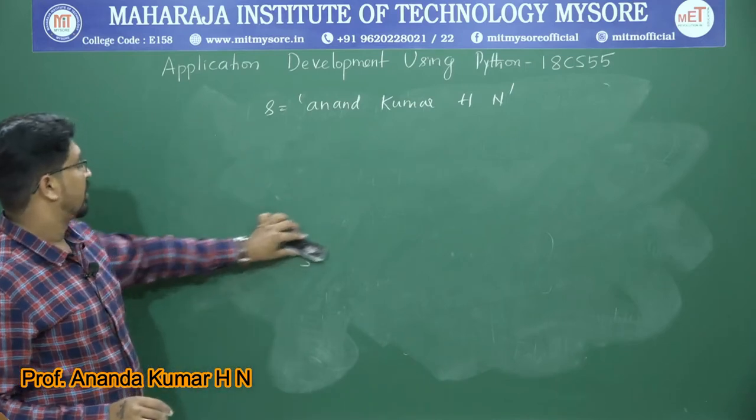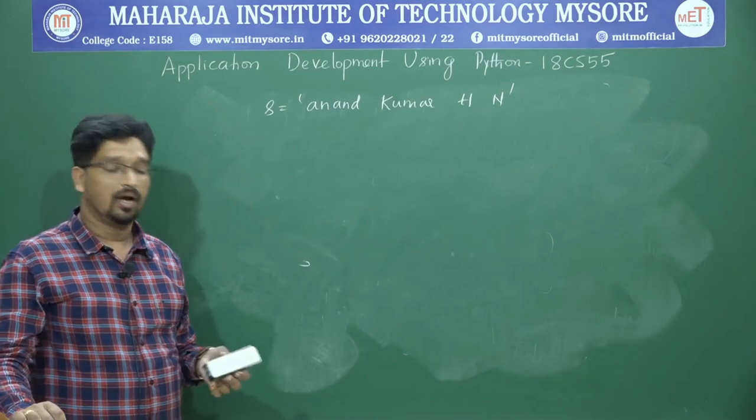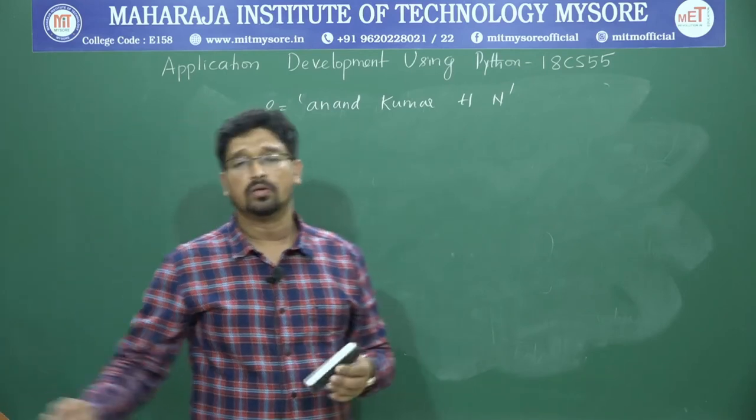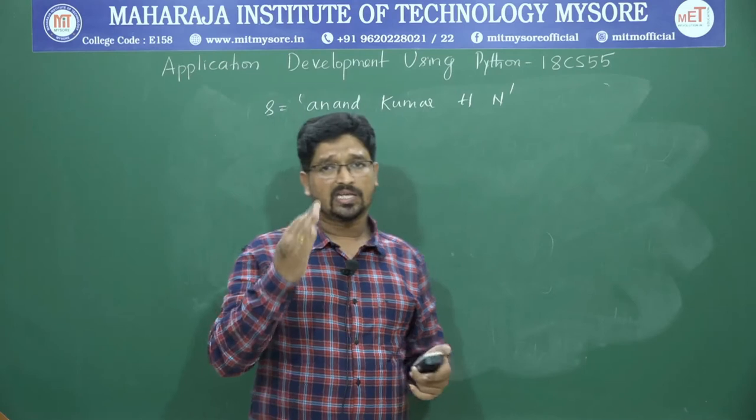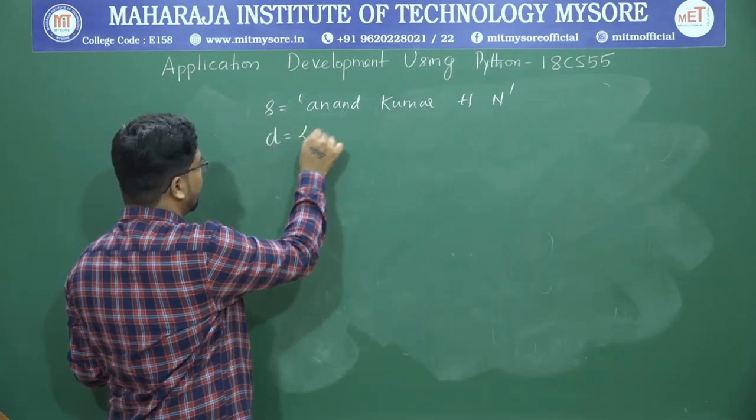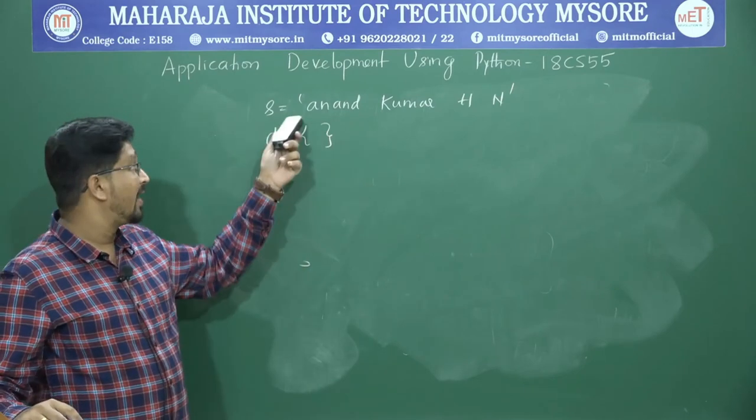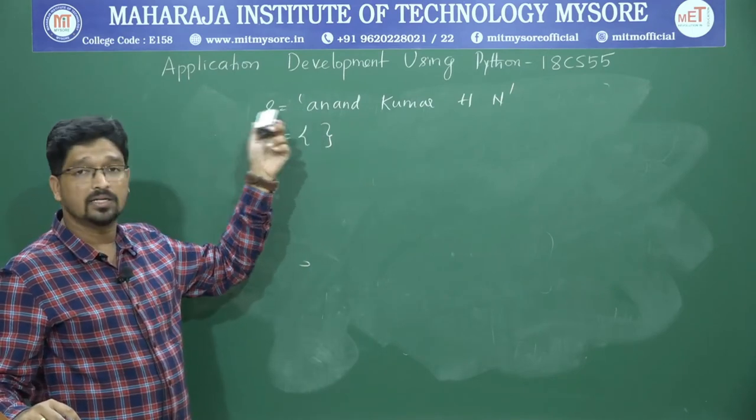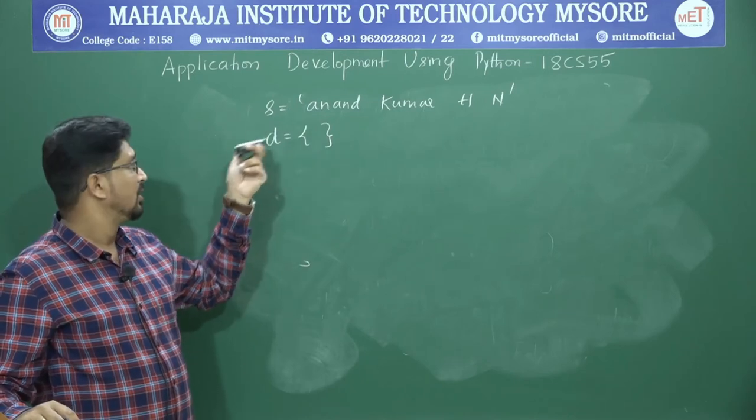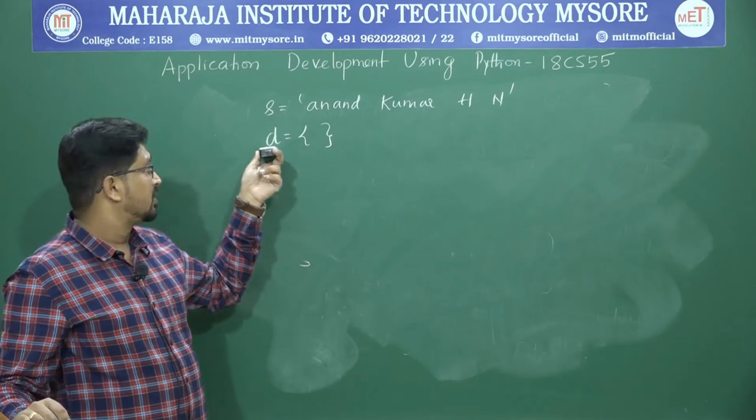Okay. First I have considered a character. Then how to do? For that we need to take a dictionary, an empty dictionary. Let us consider an empty dictionary, D, say empty dictionary. Now I keep on adding these characters to the dictionary, right?